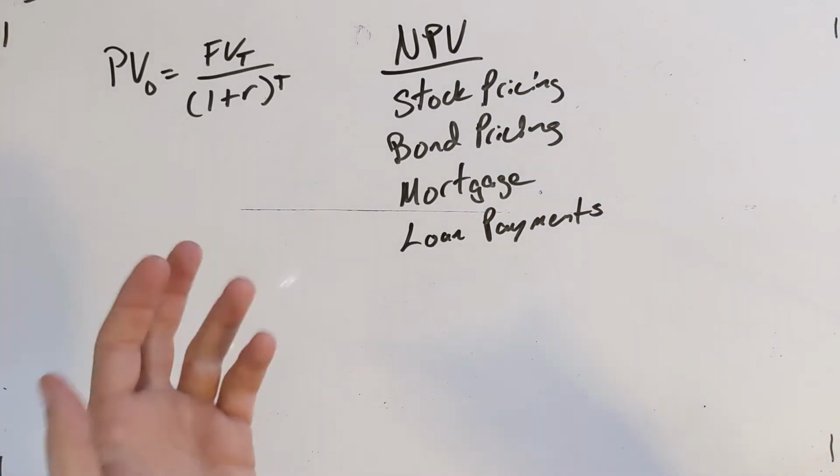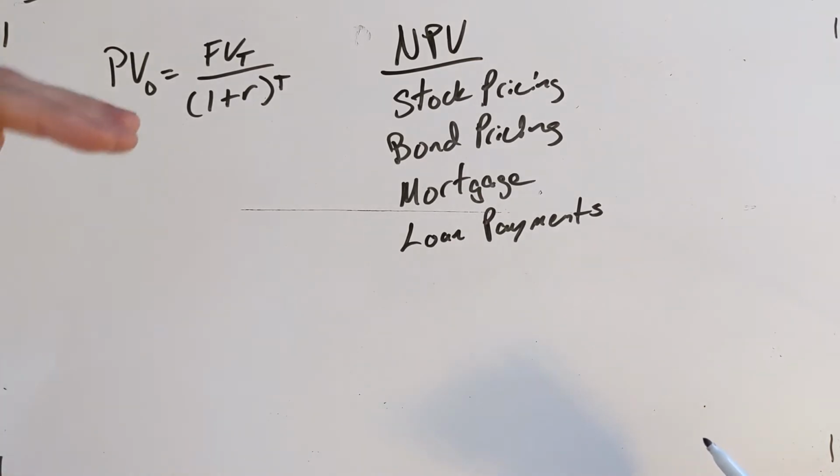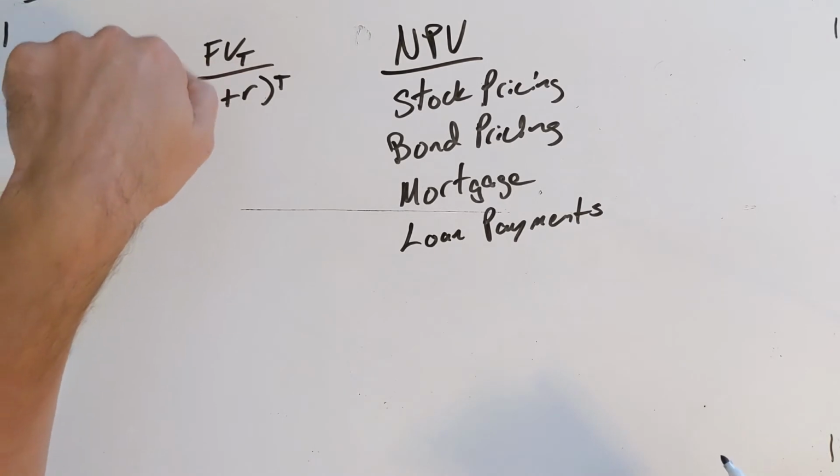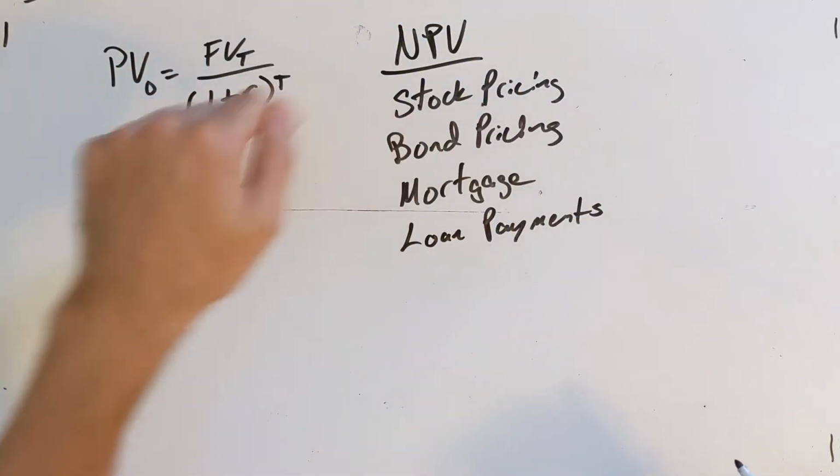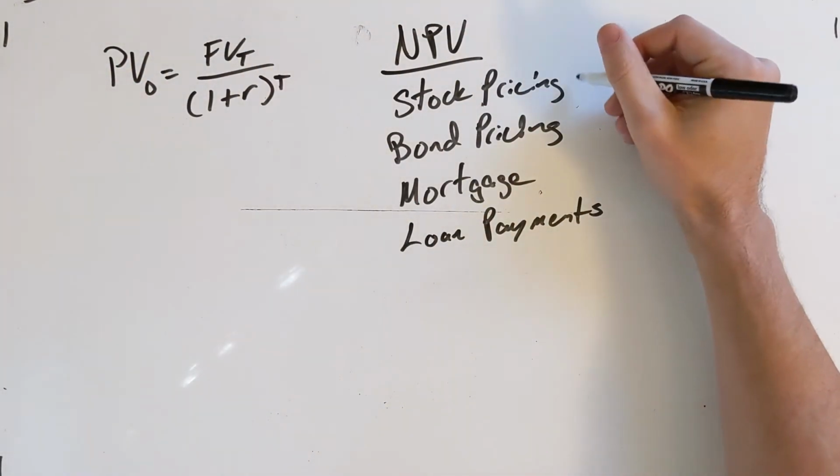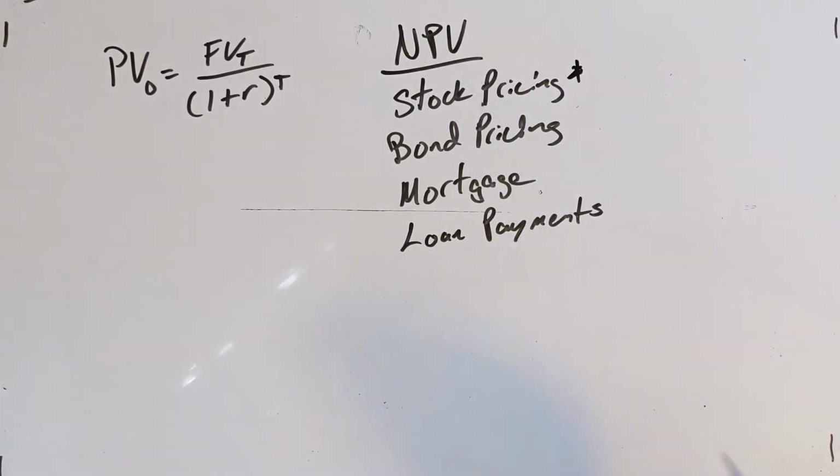And again, the underlying concept is that something is worth the present value of all the future cash flows that it generates. So if you think about, like, how much is a stock worth?